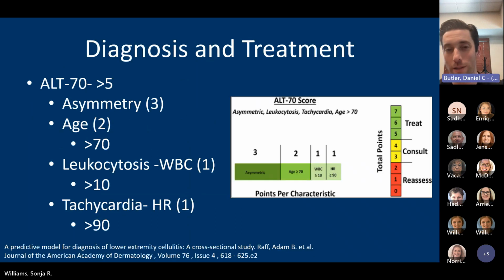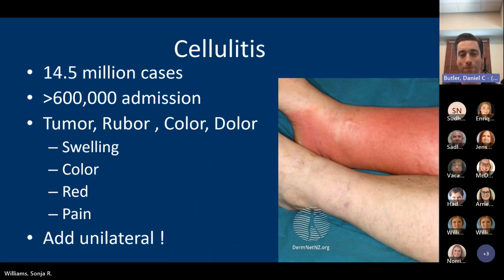But I want to add one more thing. We go back. That's for my cheesy formal effect. The last one is that it's almost always unilateral. So that's probably the most important thing that we can do on a physical exam, other than the things that we've been taught in our various schoolings. One thing to add there is the unilaterality of symptoms. I'll show you how that can be nuanced, but keep that in mind when you're thinking of tumor, rubor, calor, and dolor. Next slide.